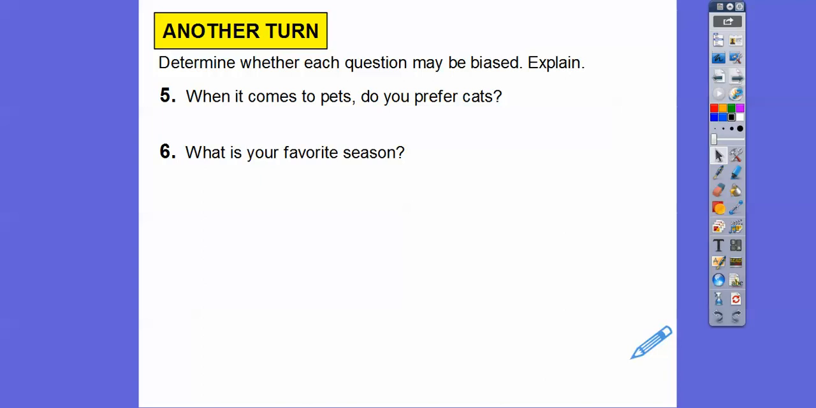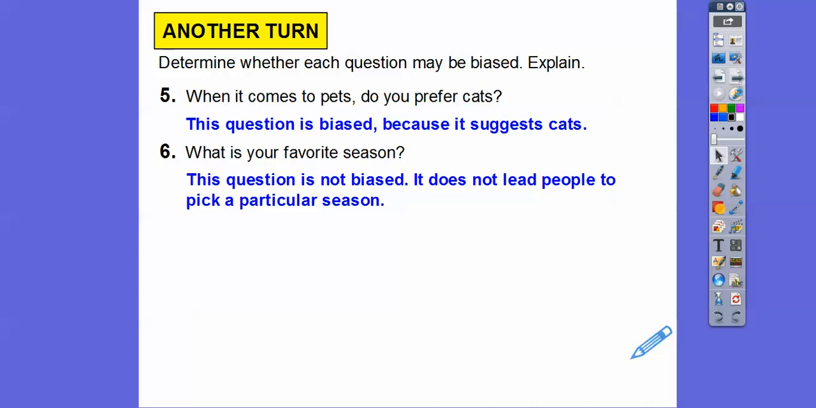Determine whether each question is biased and explain. So when it comes to pets, do you prefer cats? That one's definitely biased because it's mentioning cats. It's suggesting cats. All right, what's your favorite season? That one is not biased because it's not trying to influence you on which season should be your favorite.